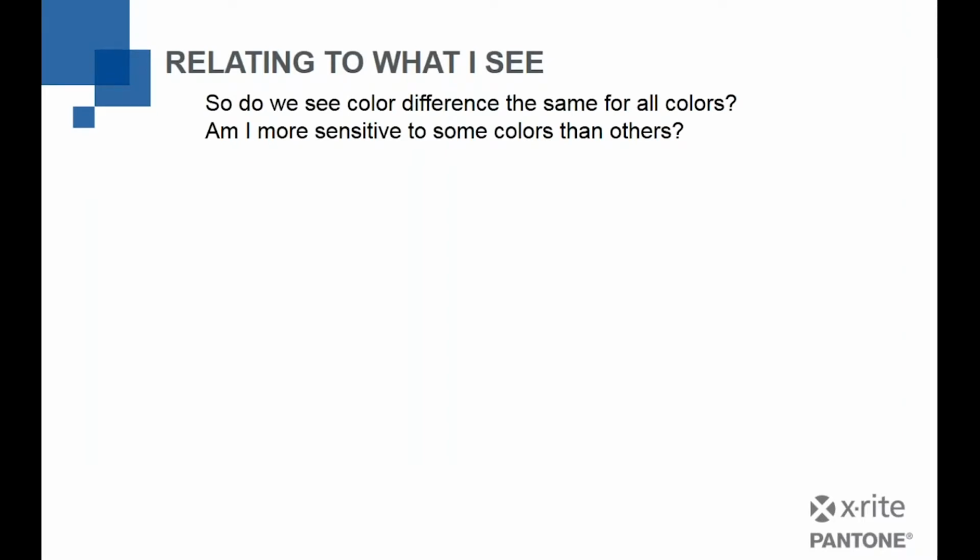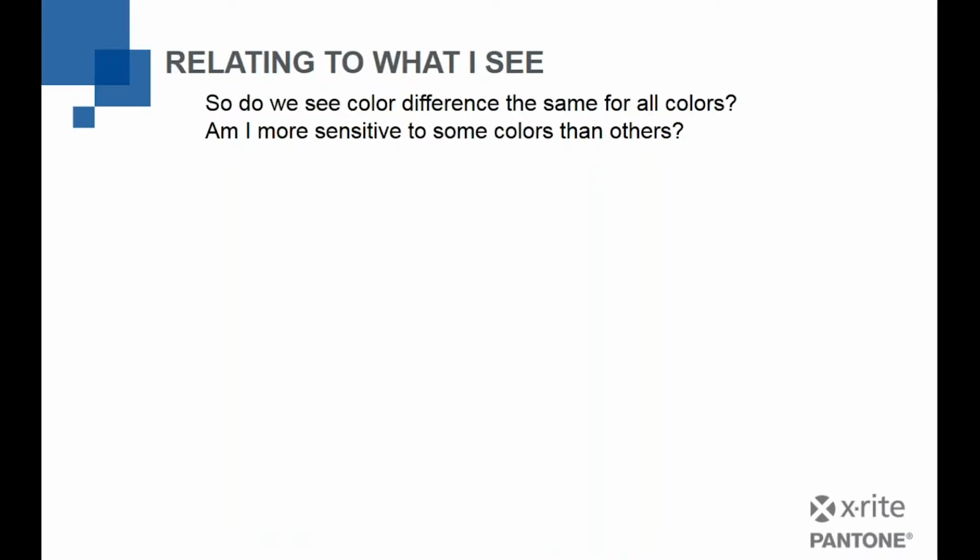So to start with, a question for you. Do we see color difference the same for all colors? In other words, if the measured difference is 1.5 units lighter, if I'm looking at a black, does 1.5 units lighter look the same as if I'm looking at a bright red or a purple or a light yellow? Is my sensitivity to the numbers the same for all colors in all places? Or am I more sensitive to some colors than others?